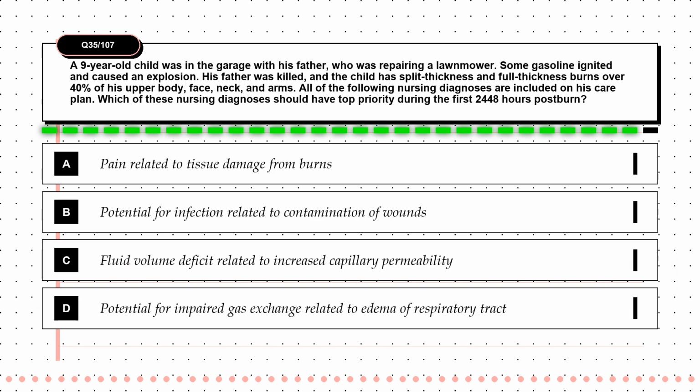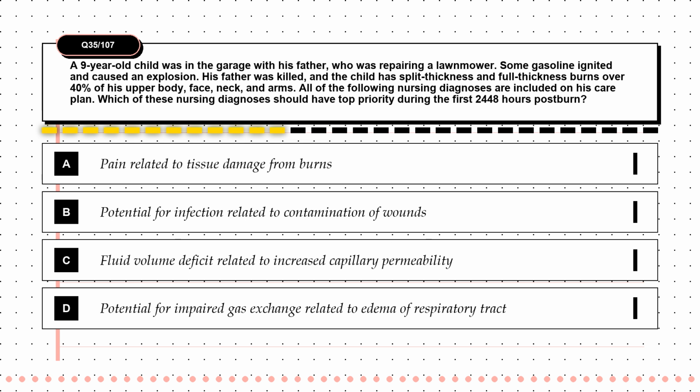Question 35. A 9-year-old child was in the garage with his father, who was repairing a lawnmower. Some gasoline ignited and caused an explosion. His father was killed, and the child has split thickness and full thickness burns over 40% of his upper body, face, neck, and arms. All of the following nursing diagnoses are included on his care plan. Which of these nursing diagnoses should have top priority during the first 24 to 48 hours post-burn?